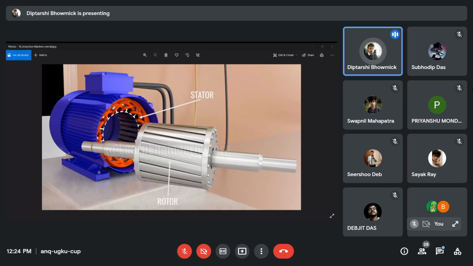Whatever induction motor we have in our laboratory, the manufacturer name is Bhowmik Engineers, which is a company of Calcutta. The rated output is 2.2 kilowatt or 3 HP, and the rated voltage is 415 volt. Current is 5.2 ampere. Speed is 1410 RPM. The number of poles is 4. So all these things are mentioned in the nameplate.